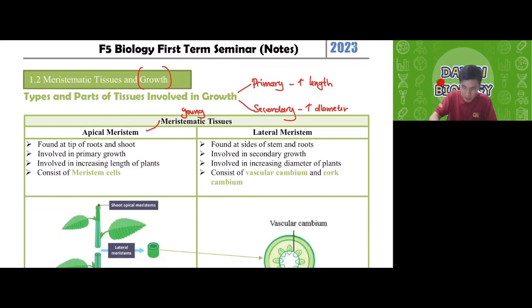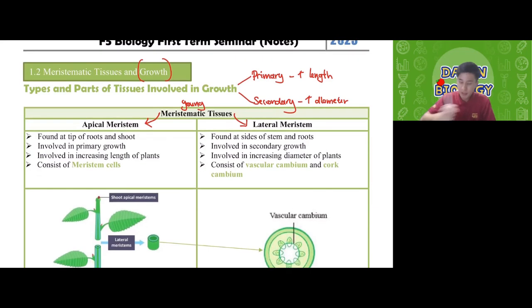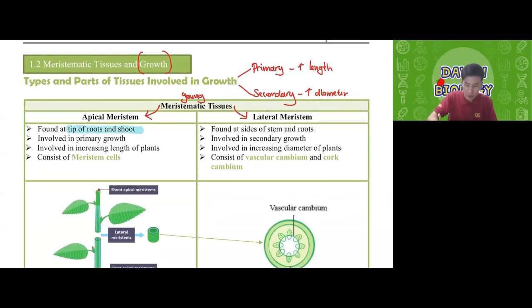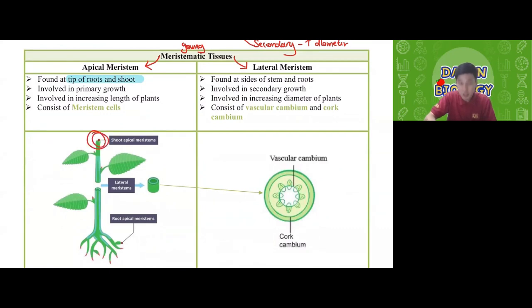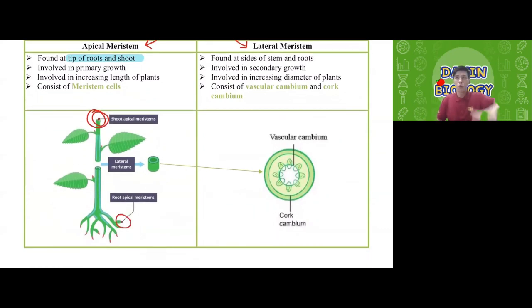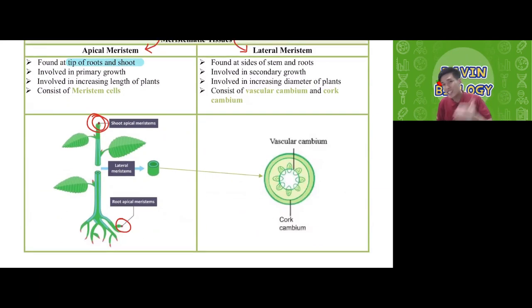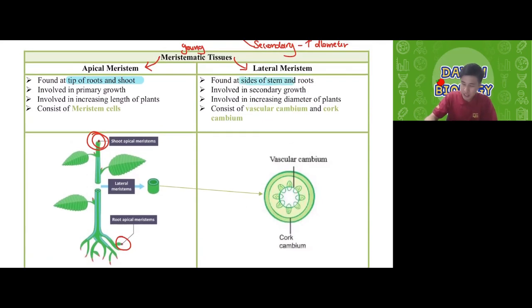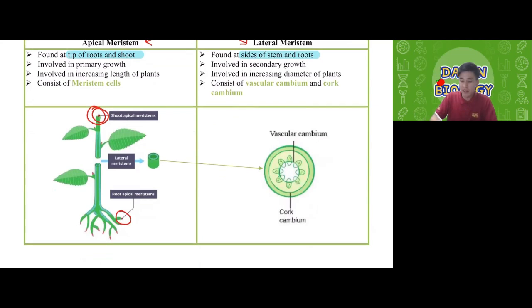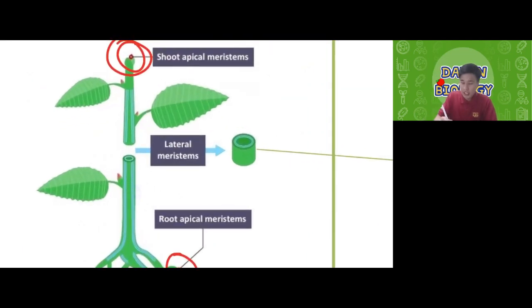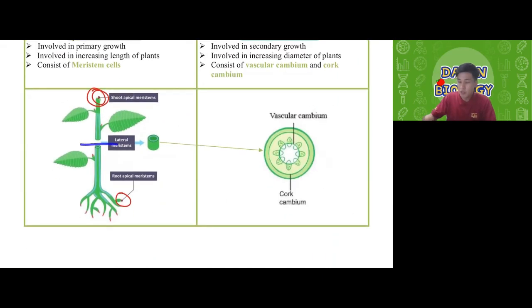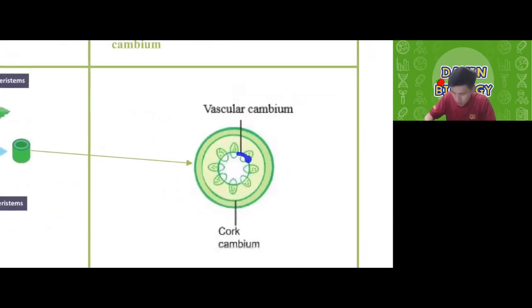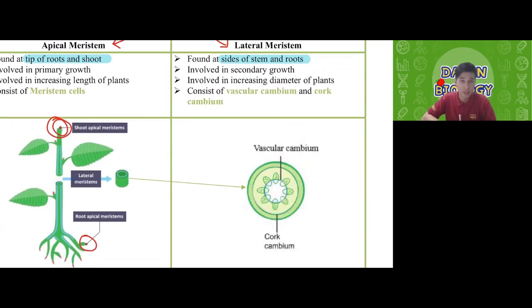You have apical meristem and lateral meristem. Apical meristem is found at the shoot tip and root tip, meaning the topmost part of the plant and the bottommost part of the plant. Lateral meristem is found at the side of the stem. Side is not like on the side like that, but when you cut it in cross-section and look from the top, inside there are two rings, the inside ring and the outer ring. These two rings are called lateral meristem.